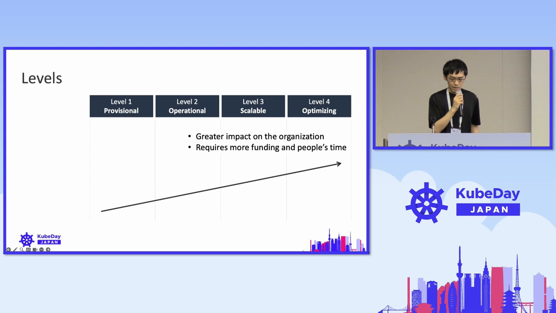So now, let's look at the grades in the model, which represent the maturity levels themselves. As you might expect, the higher the level, the more organized the platform initiative becomes. However, it's essential to recognize that higher levels require more funding and time. Therefore, the goal should not be to aim for a higher level, but to find a necessary and sufficient level for your organization.